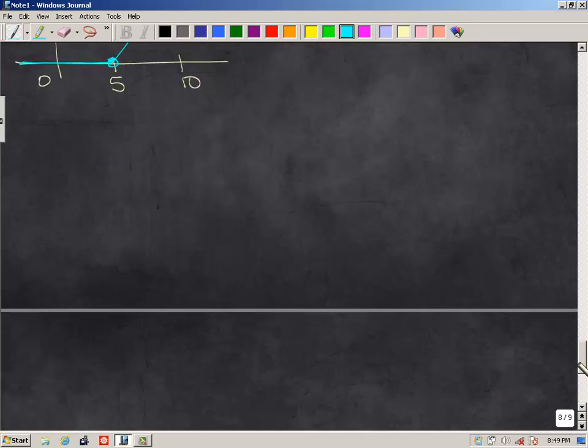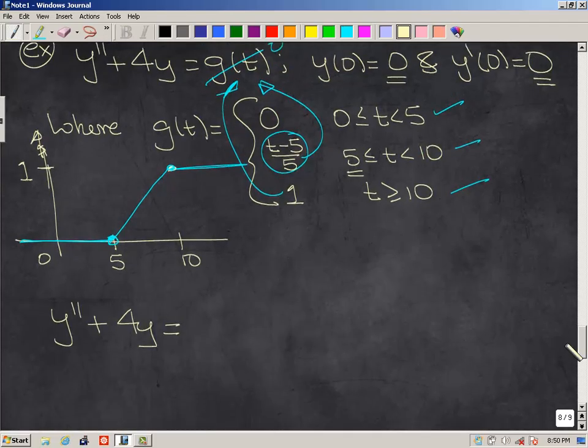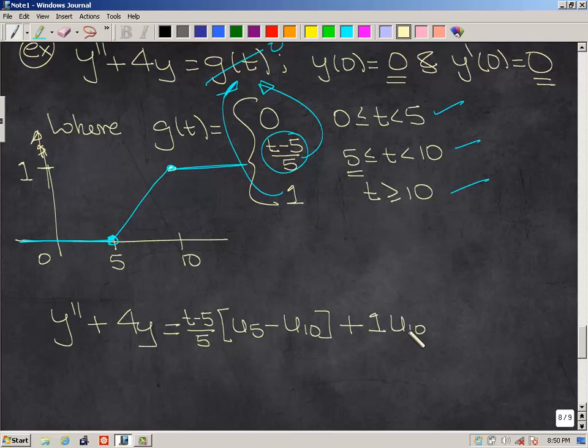So the first thing I'm going to do is rewrite this differential equation, y double prime plus 4y, using a step function. So let's do that. The first part is 0, so it doesn't matter. I don't need that. This one comes on between u of 5 and u of 10. So let's do that. u of 5 minus u of 10, so that's going to be (t minus 5) over 5, plus this one comes on at 10, so it'll just be 1 times u of 10. Okay, so that's what we end up with.